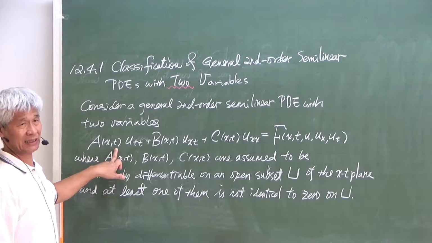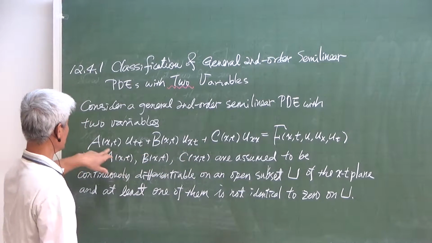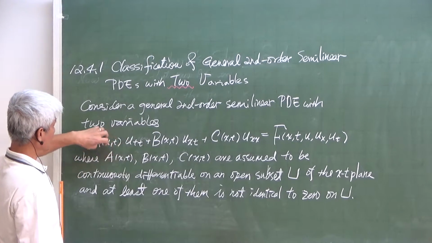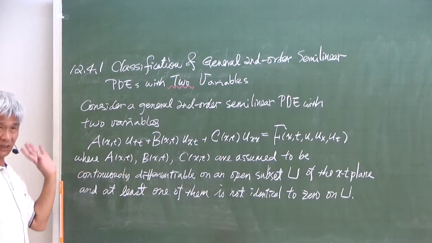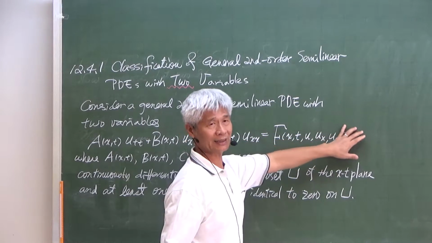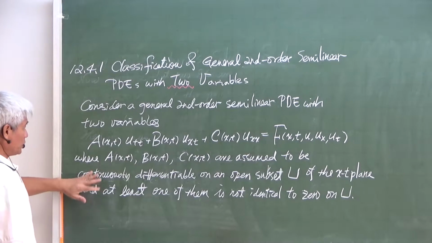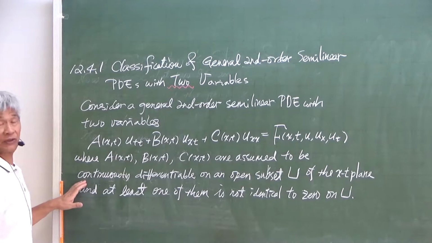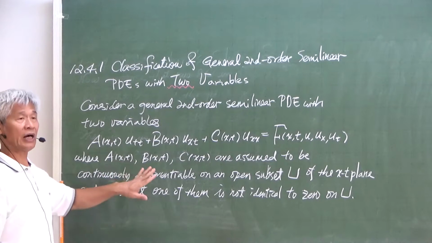one is x, the other is t. So this is a general second order semi-linear PDE. You can see that for the second order derivatives, they are linear with coefficients, and the coefficients A, B, C are functions of x and t only. The other terms can be very highly nonlinear, but we don't care about that at this moment. We assume the coefficient functions A, B, C are continuously differentiable. Continuously differentiable means that all their first order partial derivatives are all continuous.